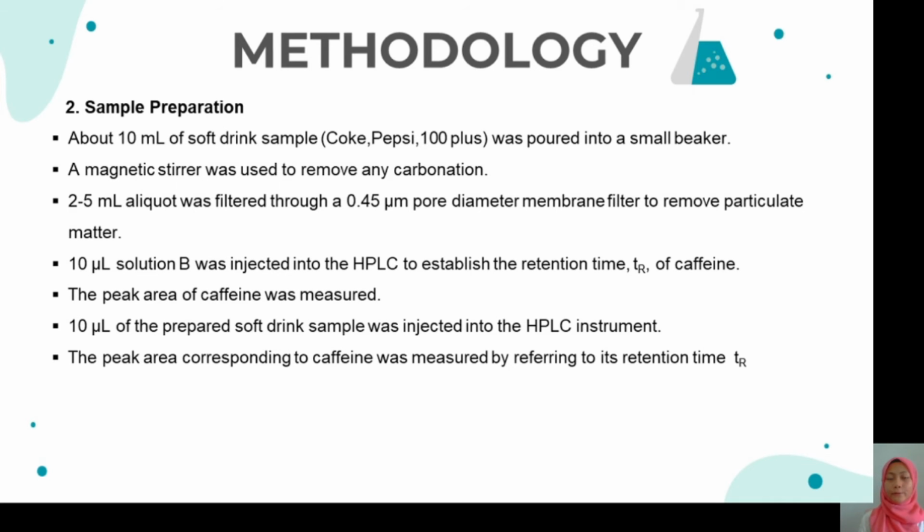Second, for the sample preparation, about 10 milliliters of drink sample, including Coke, Pepsi, and 100 Plus, was poured into a small beaker. A magnetic stirrer was used to remove any carbonation. 2 to 5 ml of the liquid was filtered through a 0.45 micrometer pore diameter membrane filter to remove any particulate matter.